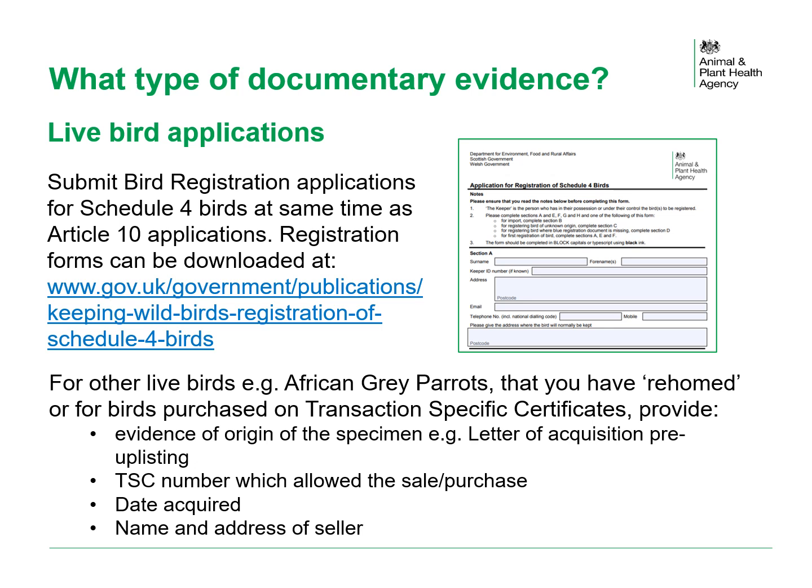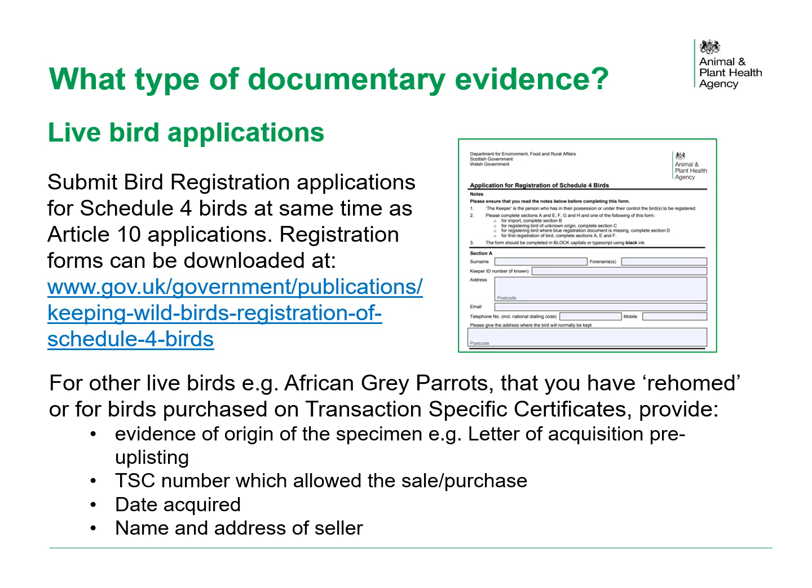You will also need to submit bird registration applications for Schedule 4 birds at the same time as your Article 10 applications. Registration forms can be downloaded at the gov.uk website at www.gov.uk/government/publications/keeping-wild-birds-registration-of-schedule-4-birds.